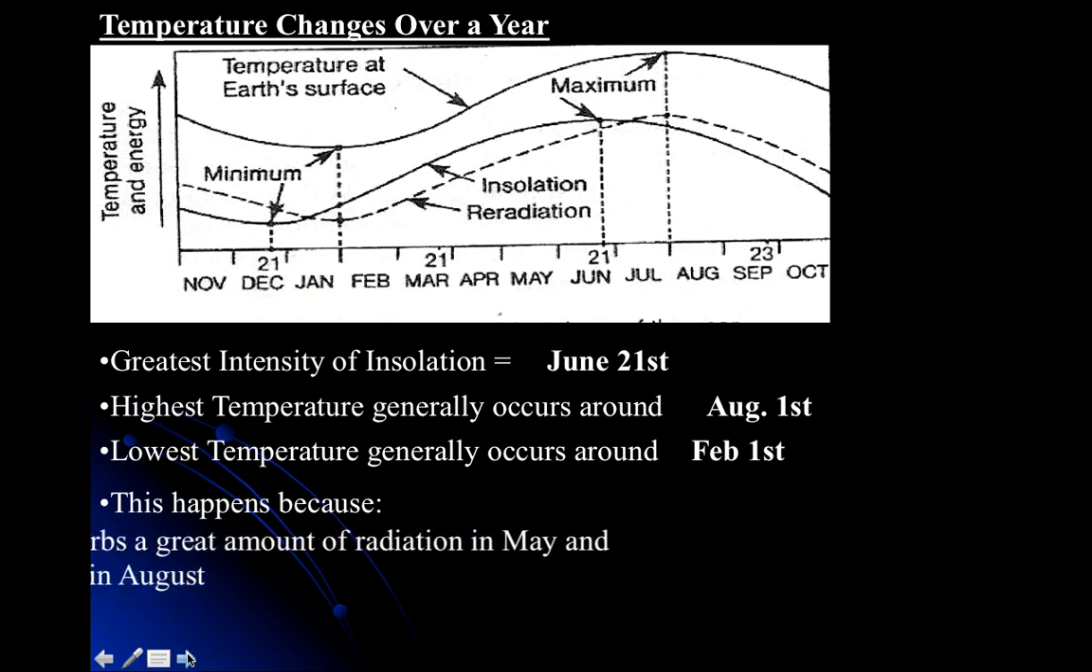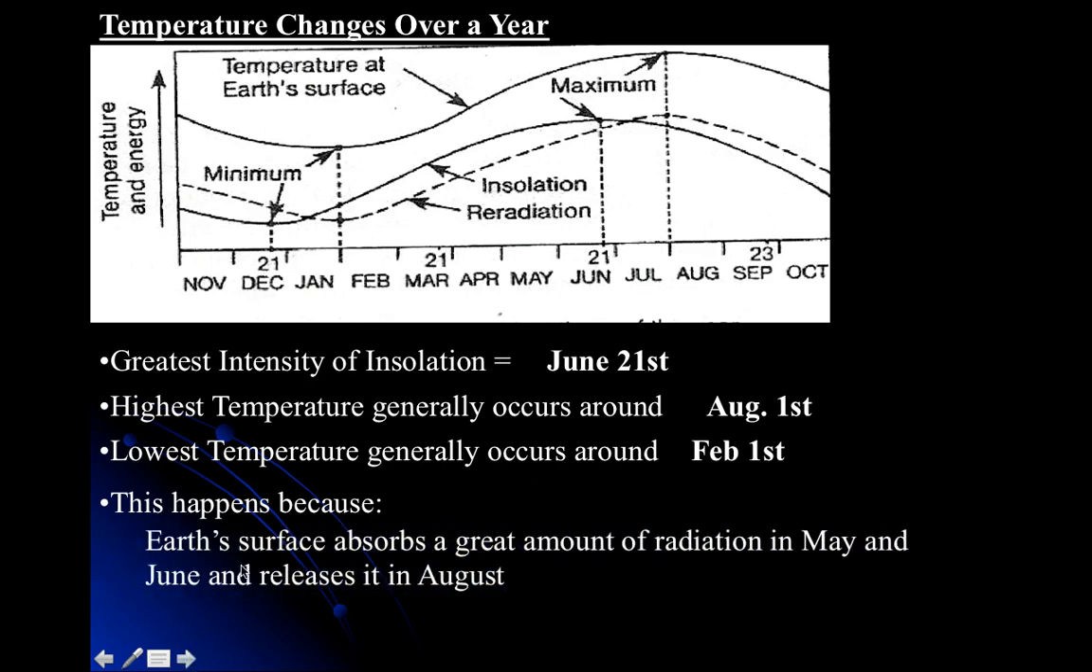So why does this happen? It's the same explanation. Earth's surface absorbs a great amount of radiation in May and June and then releases it by the first week of August. You're getting hit with that 1-2 punch 6 weeks after June 21st.